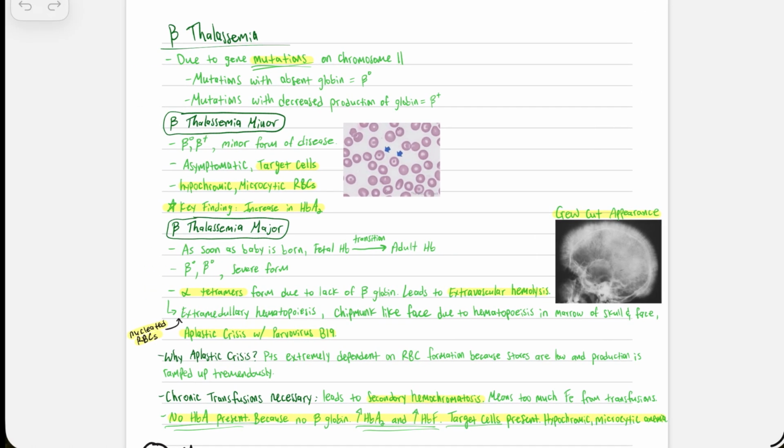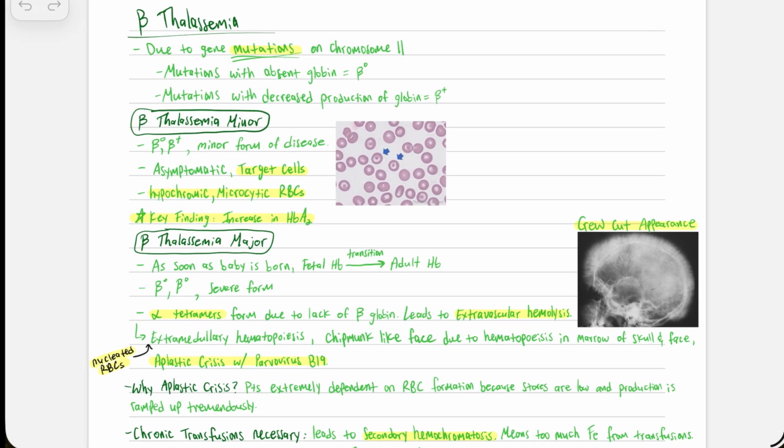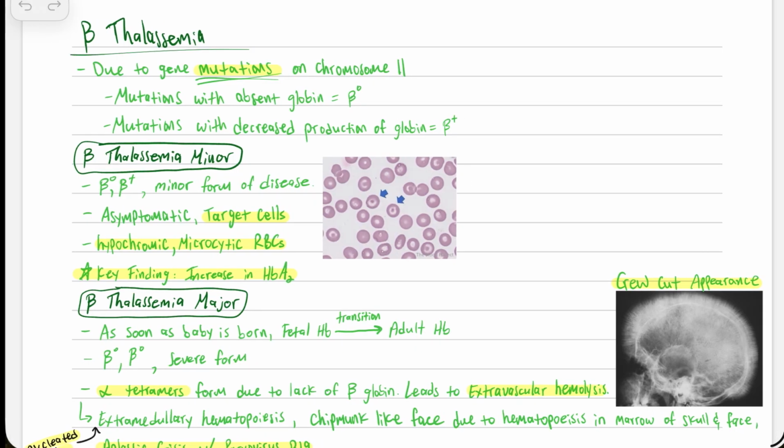And now finally, the last type of microcytic anemia would be beta thalassemia. And beta thalassemia is again due to a gene mutation, but in this case on chromosome 11 instead of 16. And you can have different kinds of mutations. You can have a mutation where the beta globin is completely absent, and we depict that by writing it this way, beta null. Or you can have a mutation where you have decreased production of globin, and that would be written like this, beta with the plus sign.